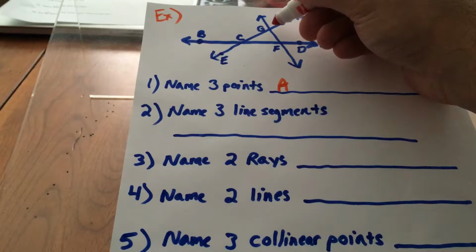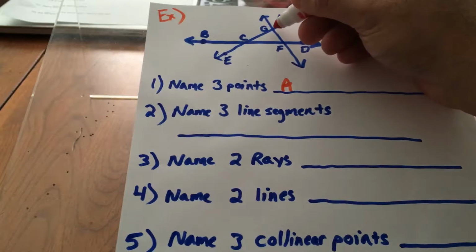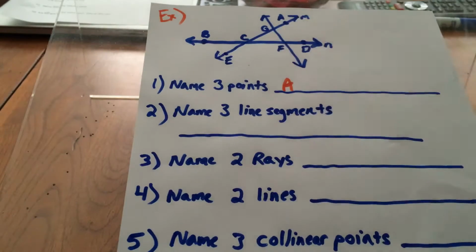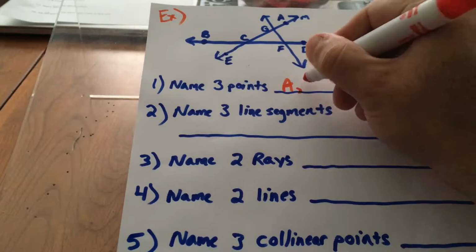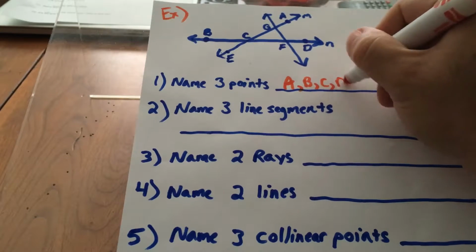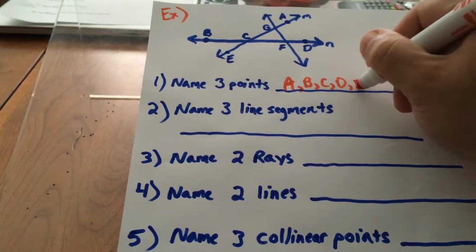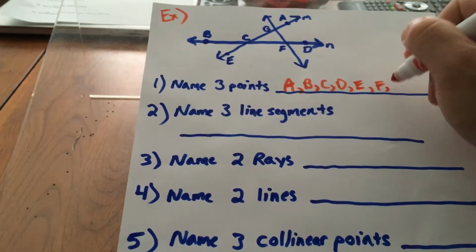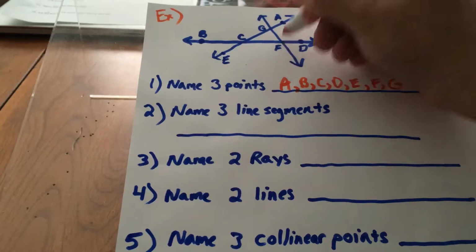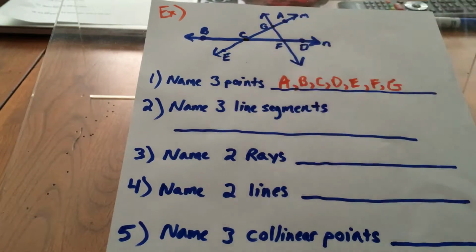But remember, any 2 lines intersect exactly in 1 point. So this point G is a point, this C is a point, and this F is a point. So you can name any 3. I'll put them all down. It's A, B, C, D, E, F, and G. Any 3 of those points would satisfy the answer to this question. Basically, these are places where they intersect and they create a point, remembering that postulate from the previous video.